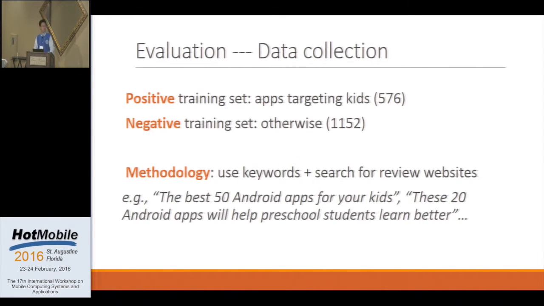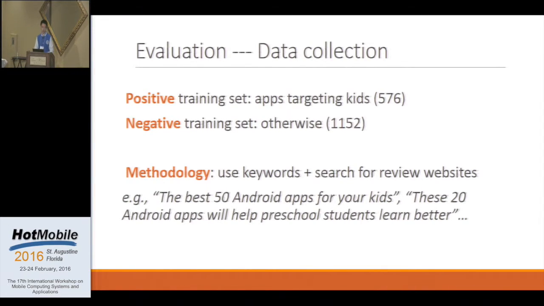Next, I would like to talk about how we conduct the experiments to justify the performance of our classifier. We build a data set which contains 576 apps targeting kids, which is also the positive training set, and 11,052 apps as the negative training set. The data collection is not as simple as it seems, since there's no criteria to determine whether an app is designed for kids or not. And here we also want to avoid subjective judgment to avoid bias.